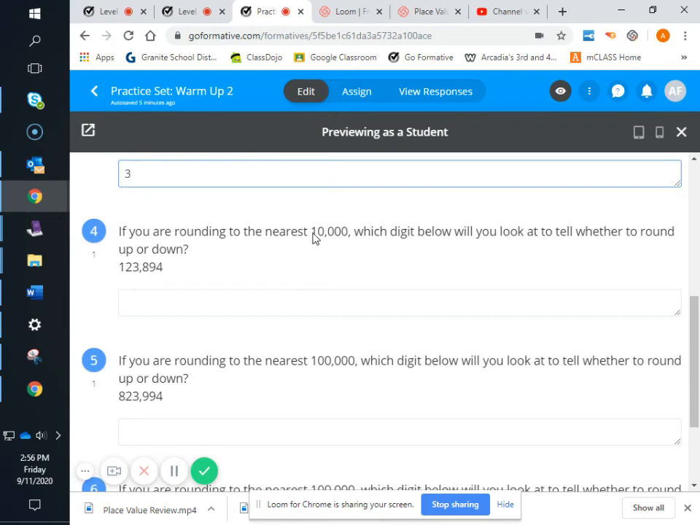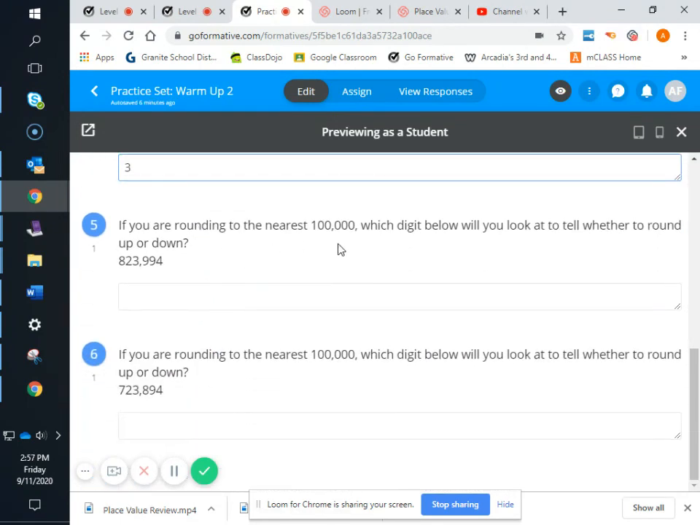Same thing. We're going to round to the nearest 10,000. We just have to identify the digit that's going to help us know whether to round up or down. My 10,000 spot would be 1, 10, 100, 1,000, 10,000, which makes this 3 the one that we're going to use to round up or down.